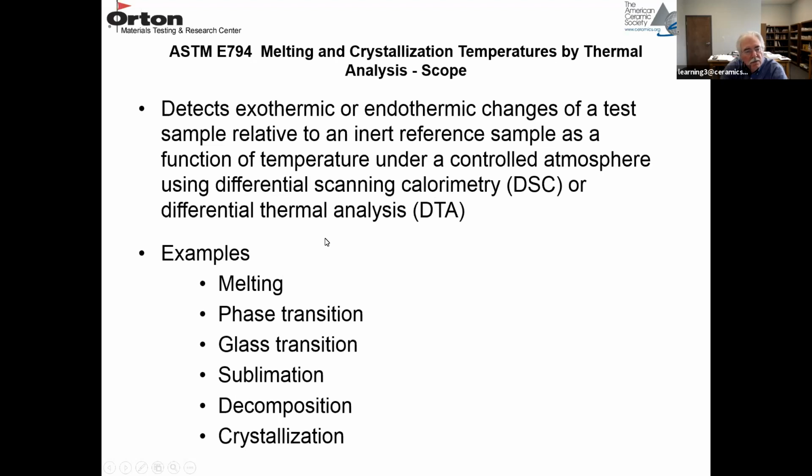You can also detect the phase transition, or you can detect where a material melts, or where it crystallizes. You can also pick up the glass transition in a glassy material. You can see where a material evaporates, or where it decomposes. So all of these different types of reactions take place in refractories, and this is a useful technique to see what happens when you heat up a material.